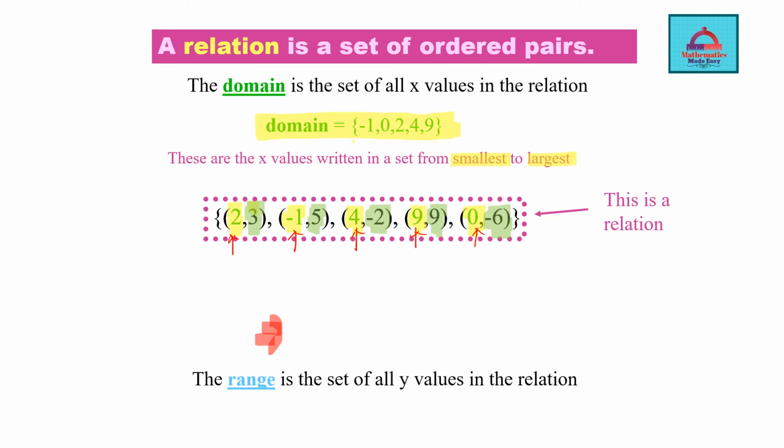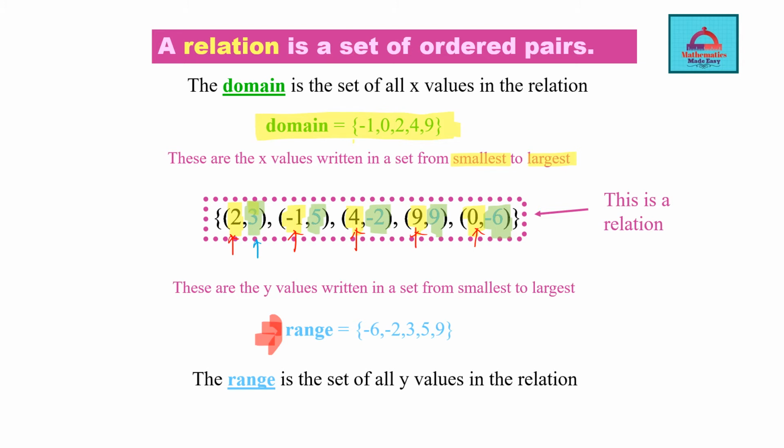Similarly, like the domain, we can also find the range. Range is the set of all y values, and again we are writing them in ascending order. So we write from small to big or from smallest to largest. So the range is given by the y coordinates: 3, 5, 2, 9 and minus 6, because the smallest is minus 6, then minus 2, then 3, then 5, then 9. So we write them in this order. This is an example of domain and range.